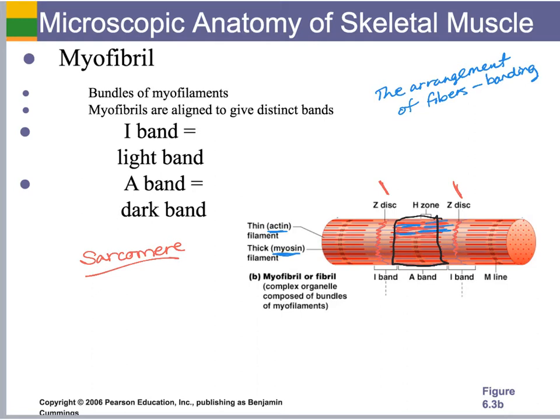And then out here, what do we only have out here? You only see those thin actin filaments out here, right? And so that's where our I band is found. Okay, so in our I band, there's no overlapping of filaments. The only filaments we have within the I band area are the actin filaments. And then here they're overlapping.